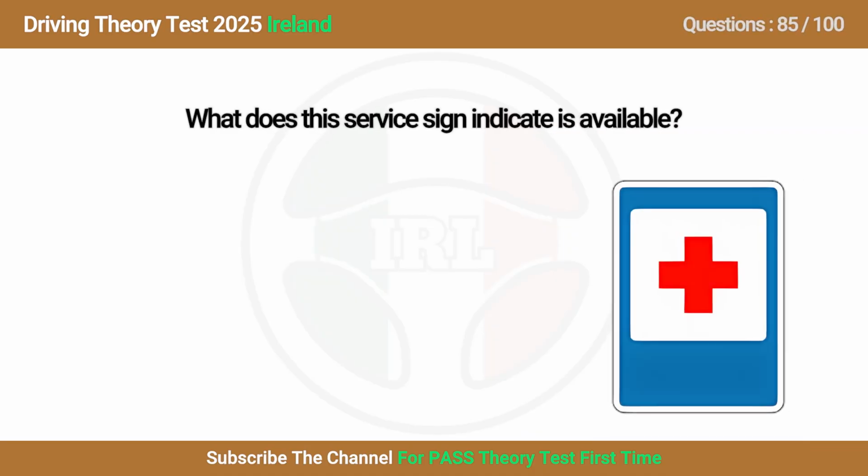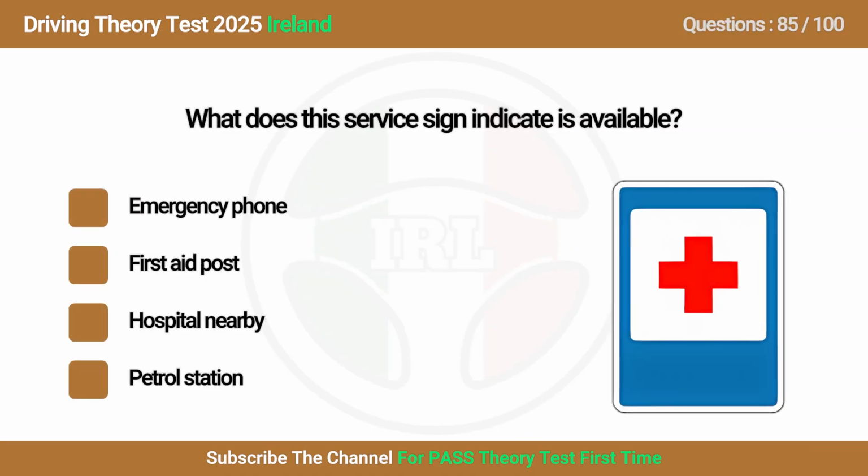Question 85. What does this service sign indicate is available? A. Emergency phone. B. First aid post. C. Hospital nearby. D. Petrol station.